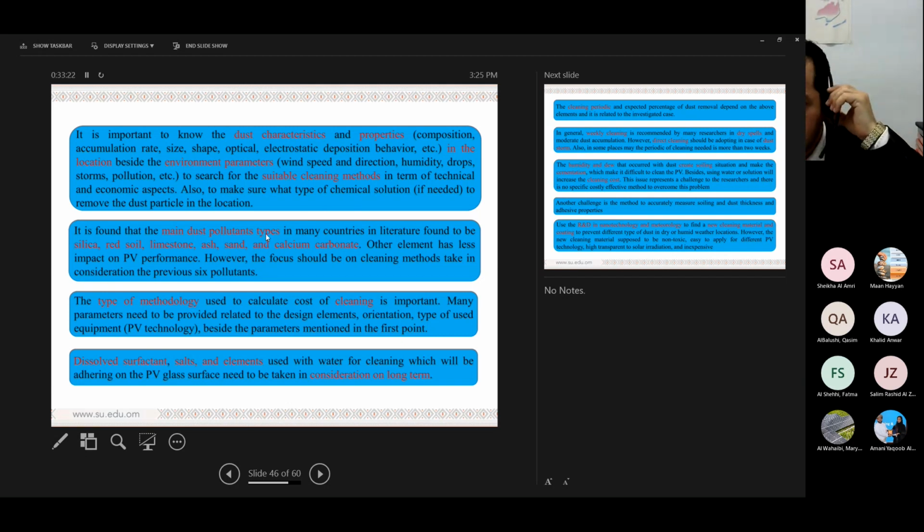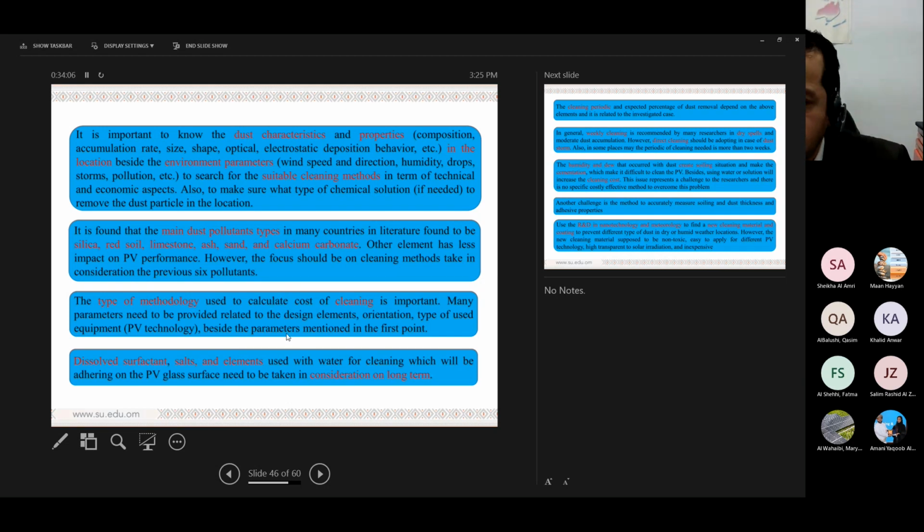The main dust pollutant type is also important. The location will specify what is near it. Is there an industrial area, a refinery, a highway, or what is there? And the type or methodology of cleaning is important, as I mentioned. You see some photovoltaic projects in the region. What happened is they failed because they did not consider dust impact, and when they came to cleaning, it was costly, especially if it required water.